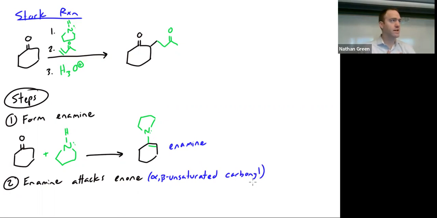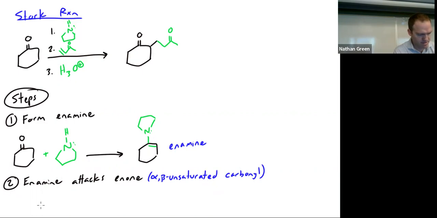I actually prefer calling it an alpha beta unsaturated carbonyl myself, not because it makes me sound big and smart, but because it's very descriptive. There is a double bond next to a carbonyl between the alpha and beta position. So it's this big fat word that tells you exactly what's going on with the molecule. Enone's a little bit more cryptic, I think.